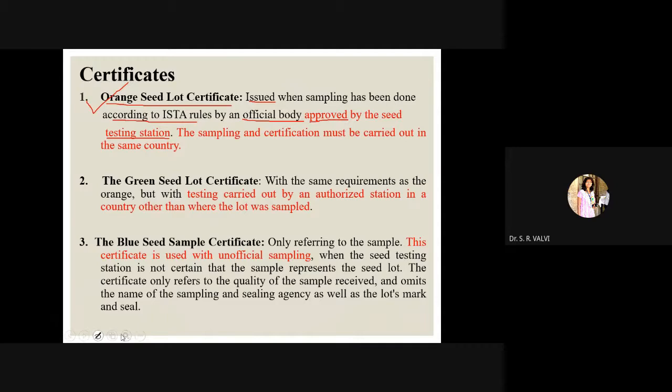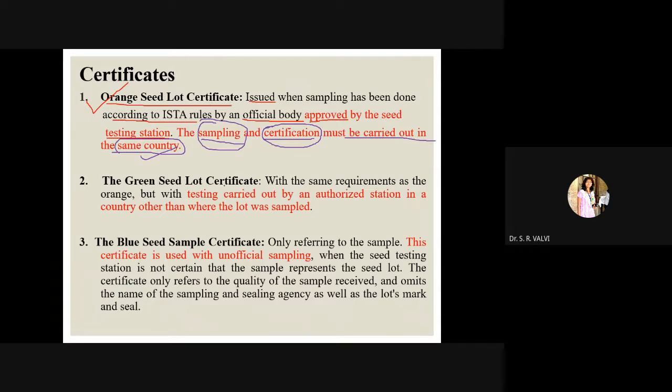Now the next important point of this orange seed lot: sampling and certification must be carried out in the same country. Sampling means, suppose you are taking a small quantity of seed from a huge lot, for example 10,000 kg of seed lot, and you are sampling 1 gram. The sampling and the issuing of the orange seed lot certificate should be done in the same country. This is the important point of the orange seed lot certificate.